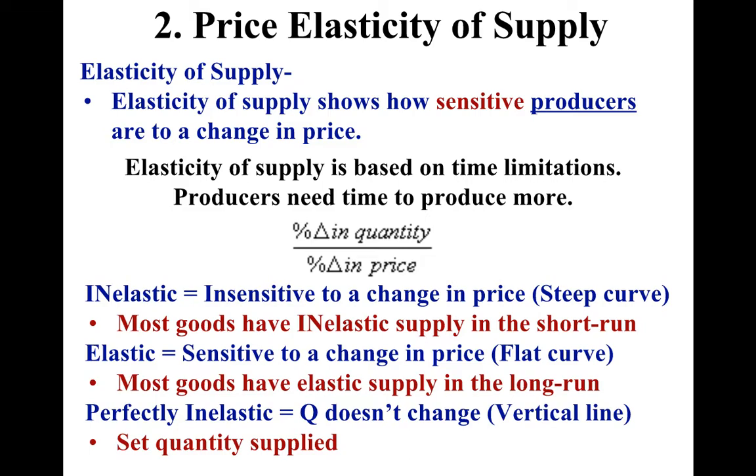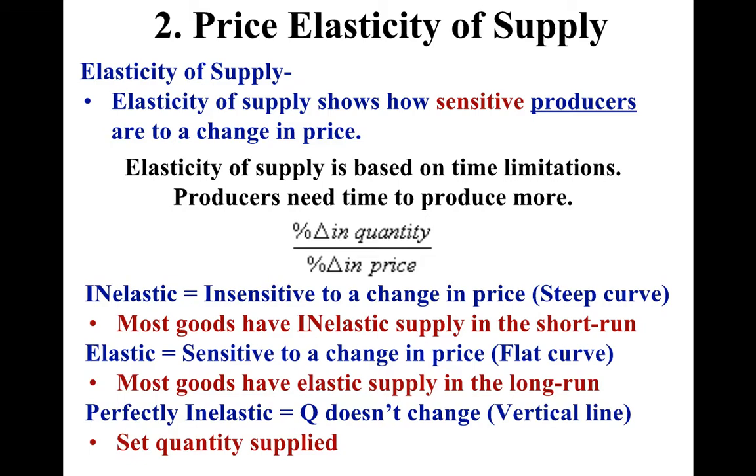So it's still percent change in quantity over percent change in price. What this means is most goods have inelastic supply in the short run, because they can't really change their amount due to a change in price, since they have to go through the process of production. In the long run, they're much more sensitive to a change in price.